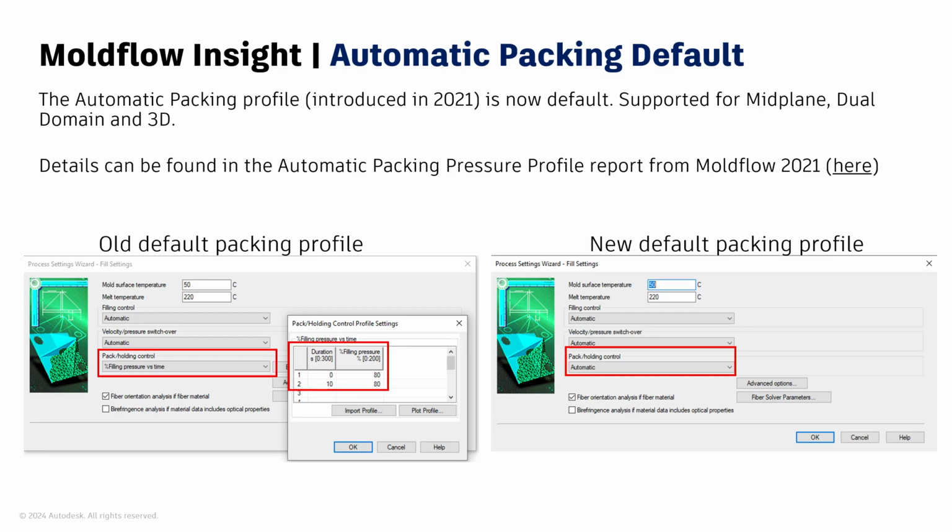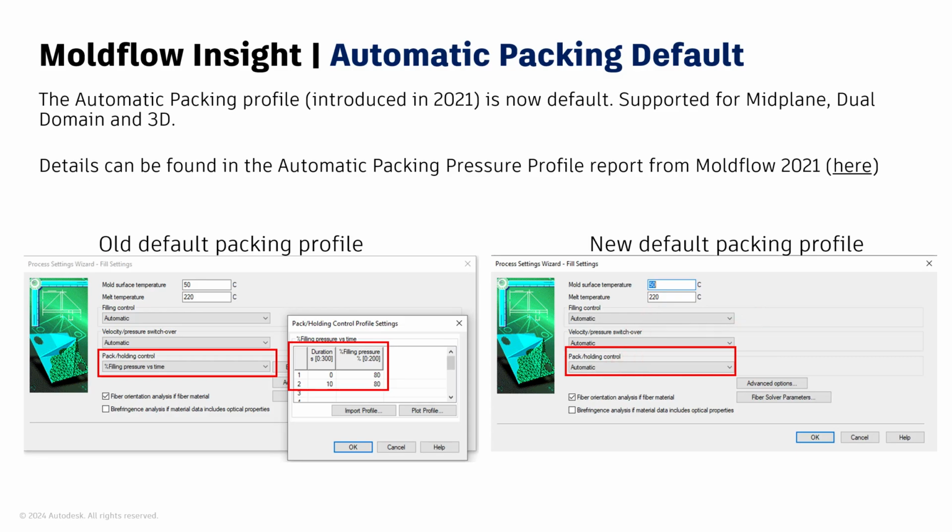Automatic packing was introduced with the 2021 release, and it was kept optional. I have seen that many users have now set it as a default, though it is not a default. If you are using up to 2024, automatic packing is not a default. You will still have the legacy percentage of pressure versus time, like 10-80%. But with the 2025 release, since it has matured and many users have used it, the results are much better compared to those defaults, so it has now been moved to automatic.